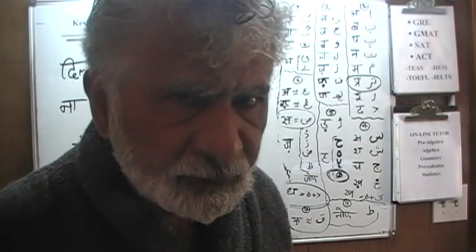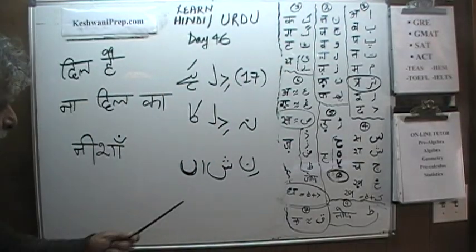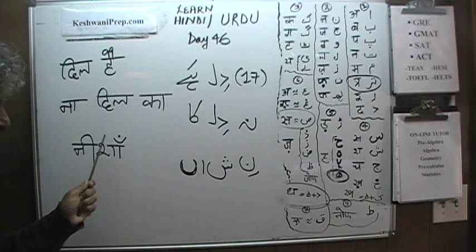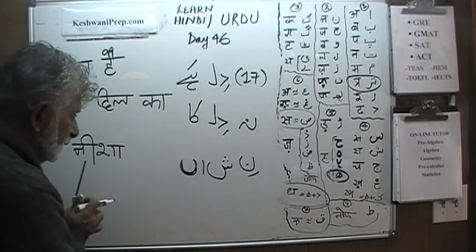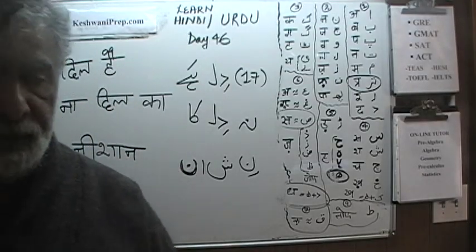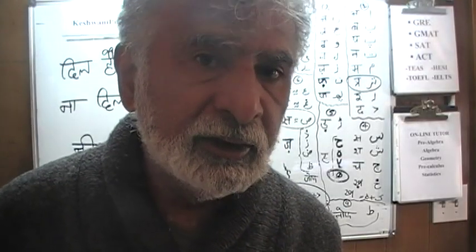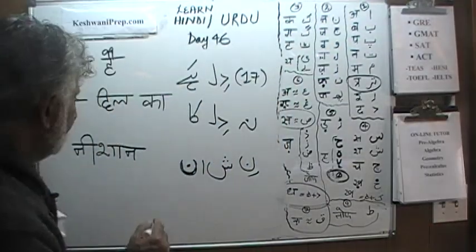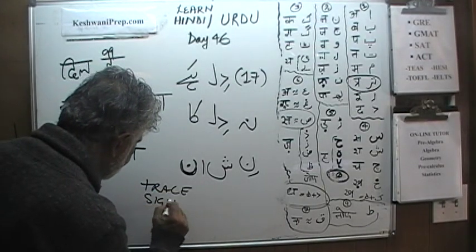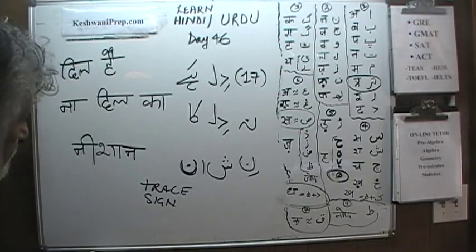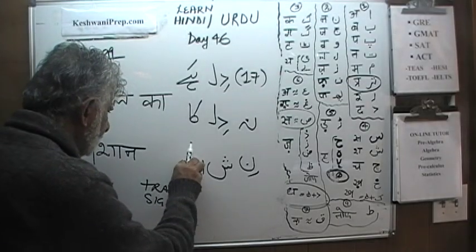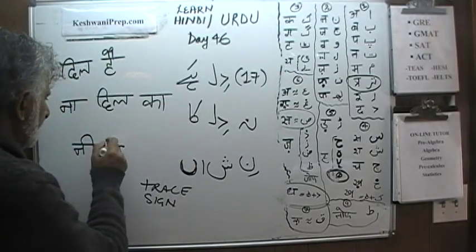Let's stop just for a second here. Let's look at this word. It says nisha. As you can see, nasalized N at the end, nisha. The other word is this word with the full noon, nishan. Nishan means target. But here the word is not target. Nisha is the word. Nisha means trace. Sign. Not nishan.